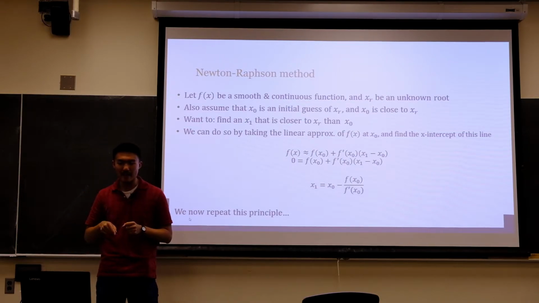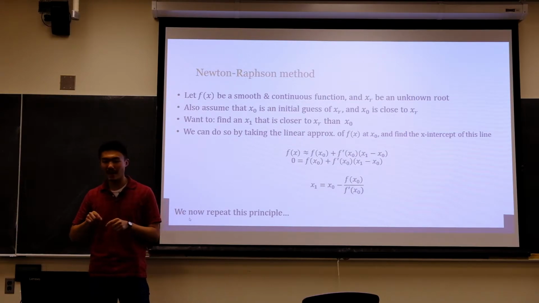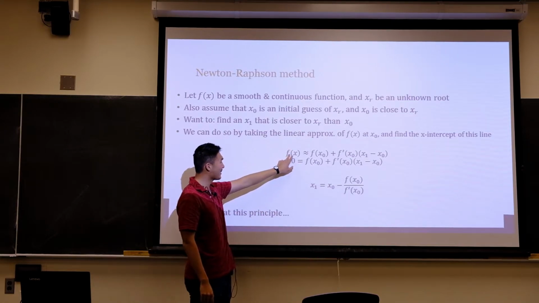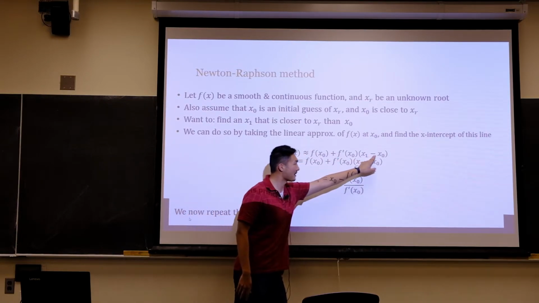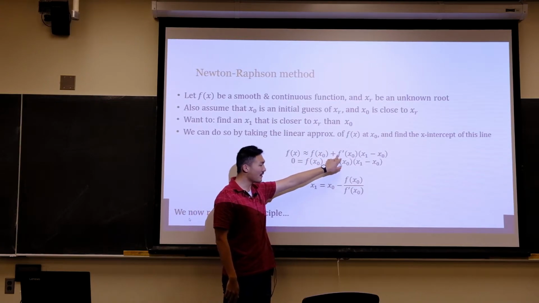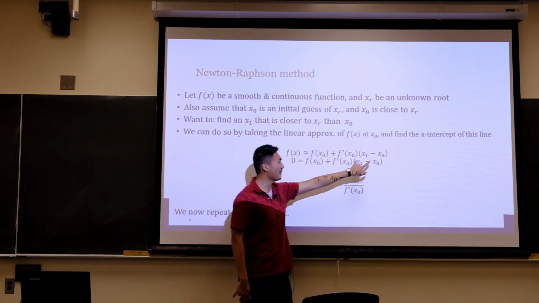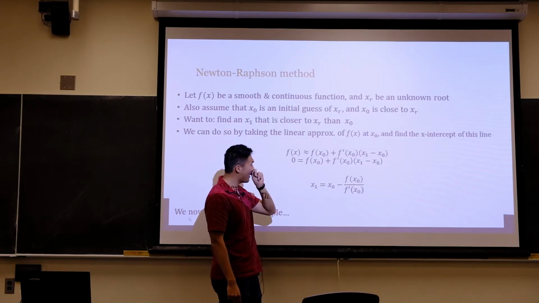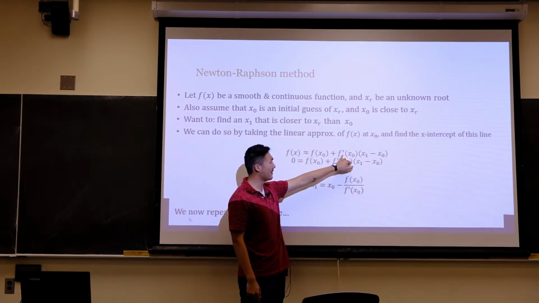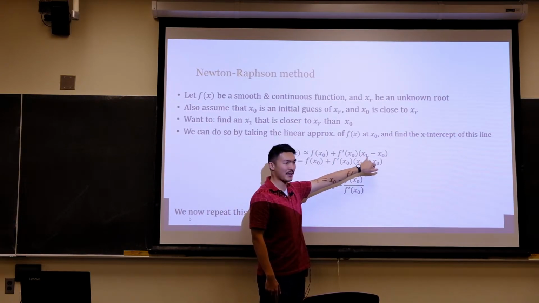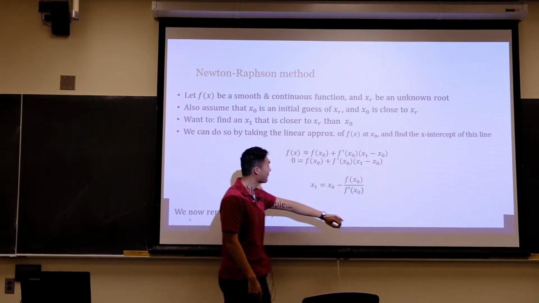We can do this by taking a linear approximation of f of x at x naught and then find the x-intercept of that linear approximation line. So in math, this is what it looks like. We first say that f of x is approximately f evaluated at x naught plus the derivative of f at x naught times a difference in the number line. One way that you can interpret this is, remember that the derivative is rise over run, and delta x in this case is a run.